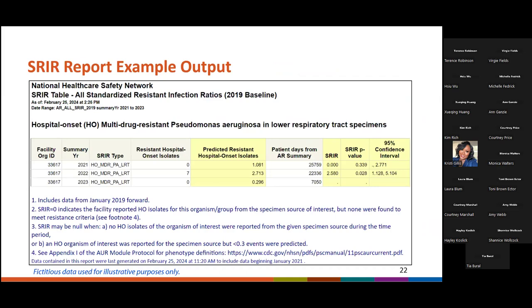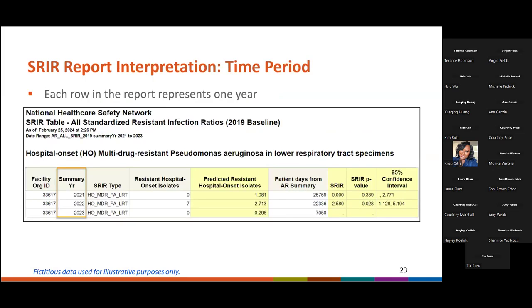These 4 footnotes will be the same for all 21 tables. The carbapenem resistant Enterobacterales and extended spectrum cephalosporin resistant Enterobacterales tables will have an additional footnote about the breakpoints question in the NHSN Annual Hospital Survey. Now let's interpret each element of our modified report. The first column will display your NHSN Facility Organization ID. The second column will display the time period we selected on our modification screen. The report aggregated the data up to the summary year level with one row for each year.